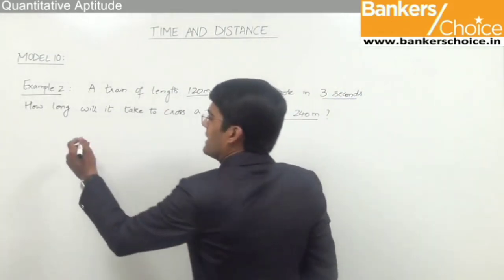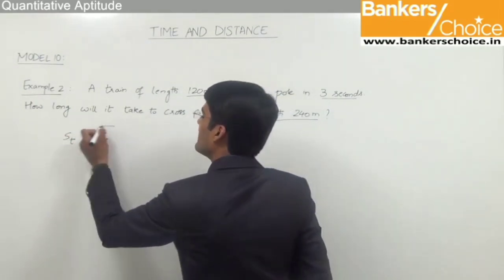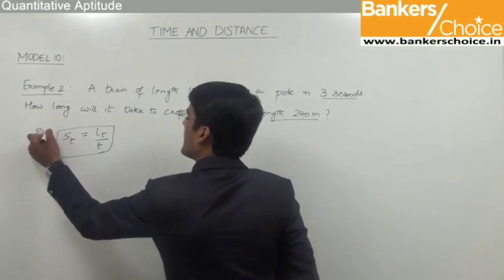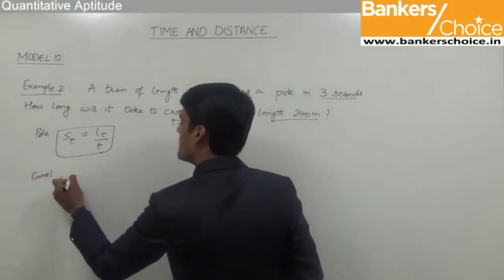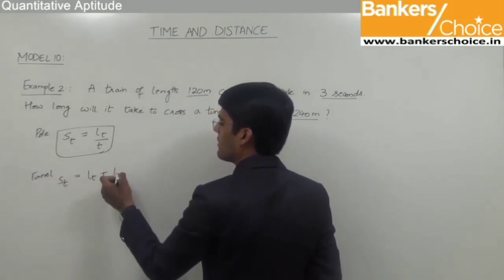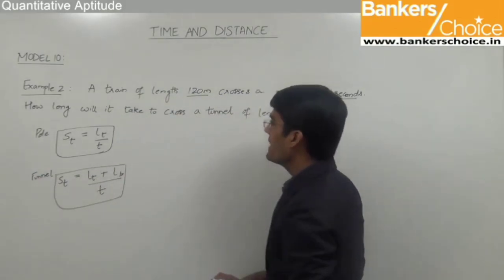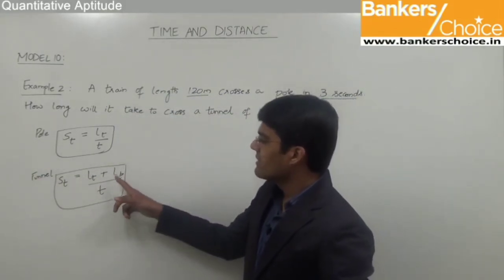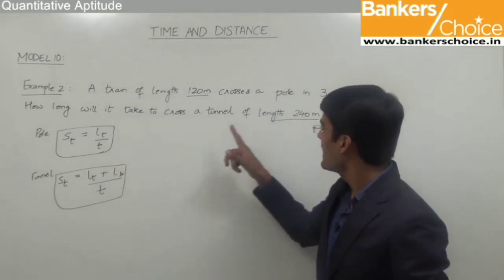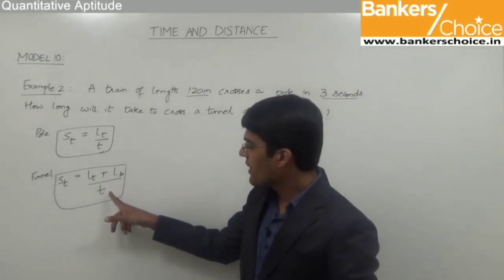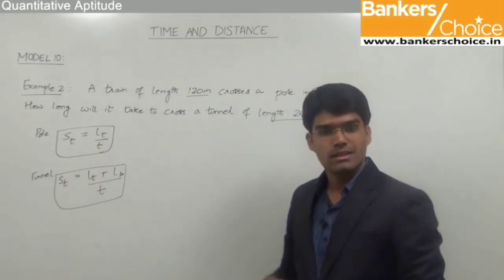Now, we know that the equation to be used when the train is crossing a pole is speed of the train equals length of the train by time. That is for a pole. And for an object like a tunnel, the equation to be used will be speed of the train equals length of the train plus length of the tunnel, or length of the second body, divided by the time. Now to find out the time taken to cross the tunnel, we must first know what is the speed of the train, because length of the train is very clearly 120 meters and length of the tunnel is 240 meters. So to find out this variable, we should first find out what is the speed of the train, and that can be done with the help of the first equation here.